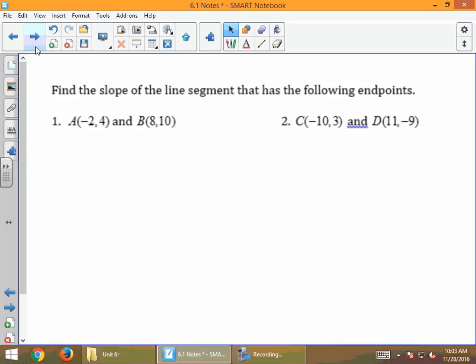Okay? So what you're going to do is we want to find the slope of a line segment with the following endpoints. First thing you need to do is label. Remember which one comes first in a point, x or y? X, alphabetical. So this is our first x, so this will be our x1, which means 4 would be our y1. That means 8, we would label it as our x2, and 10 is our y2. Everyone okay with that? Label those first.